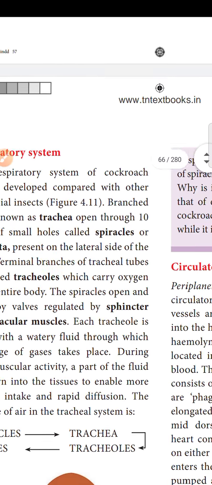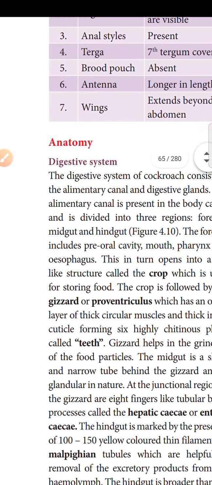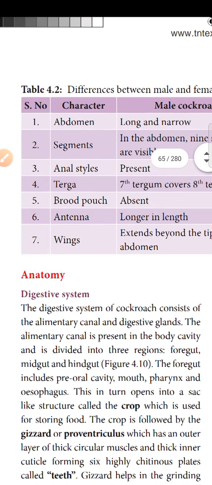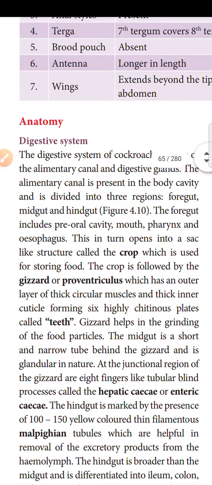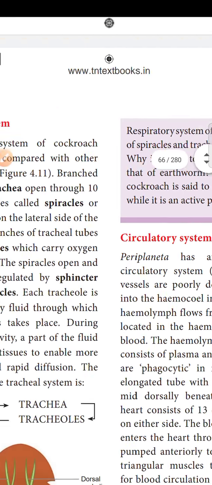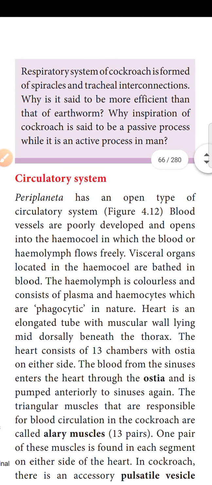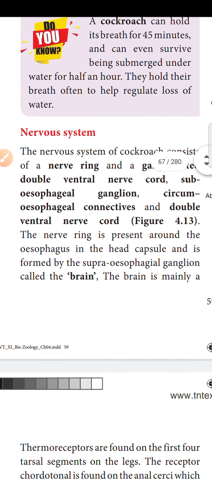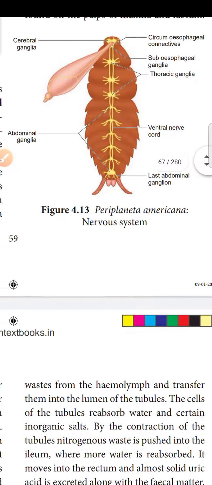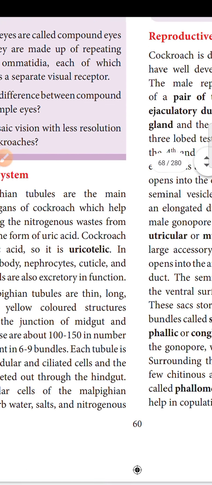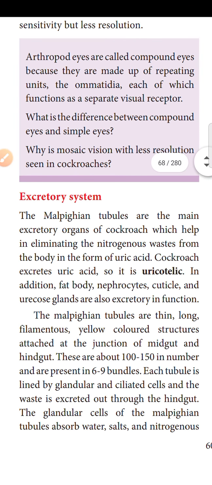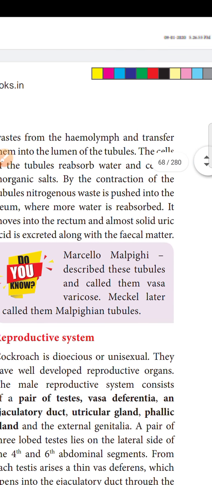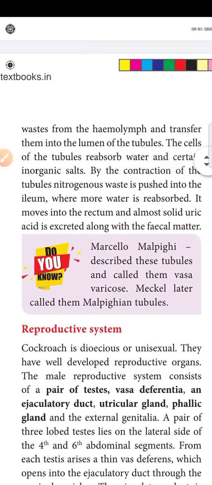So what topics were finished today? Difference between the male and female cockroach. Then anatomy: the first topic, the digestive system, is finished, and the second one, the respiratory system, finished, and the circulatory system also finished, and next the nervous system also finished, and the last one, the excretory system, also finished. Okay, remaining we will see next class.